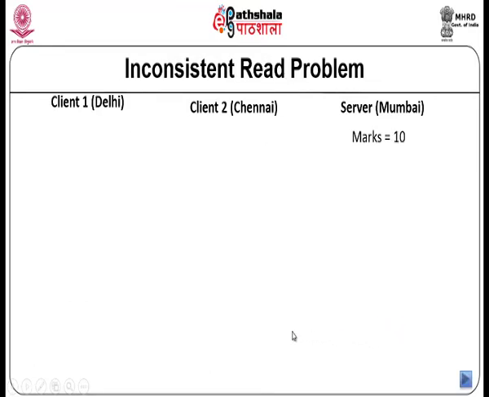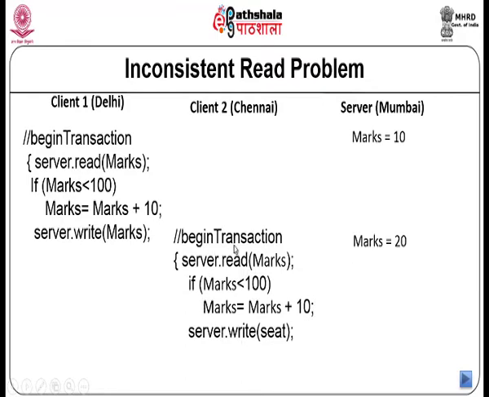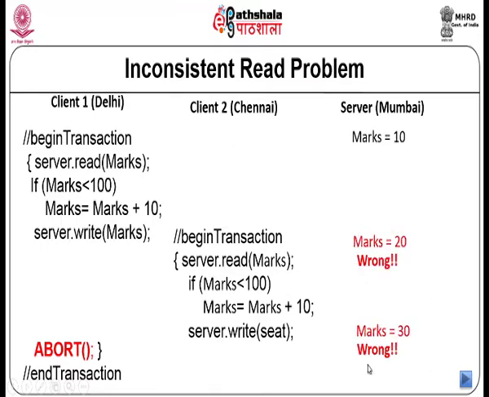So, this is wrong. An inconsistent read problem says that if marks is marks plus 10 and it writes marks 20, and then it says marks is marks plus 10 and it writes 30, then if the first client aborts, the value of marks should go back to 10, and this Chennai server should have made it 20, but we have made it 30 and that is wrong. So, this is called an inconsistent read problem.